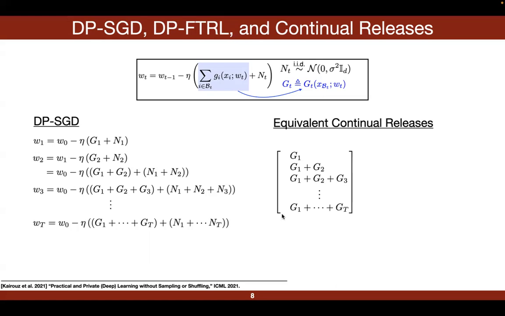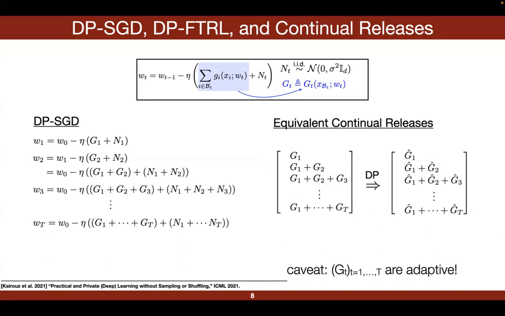Okay, so for DPSGD, it's more like we are doing DP for each individual gradient. We will get a differentially private gradient estimate, and then we use it as an estimate of these prefix sums. So one caveat here is that you have to be aware that these GTs are chosen adaptively.